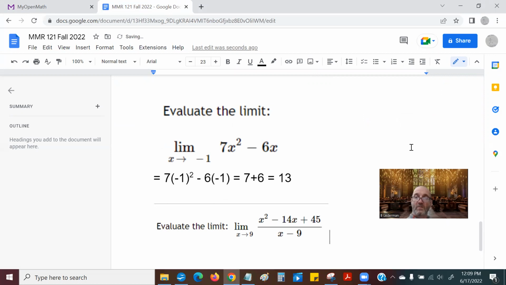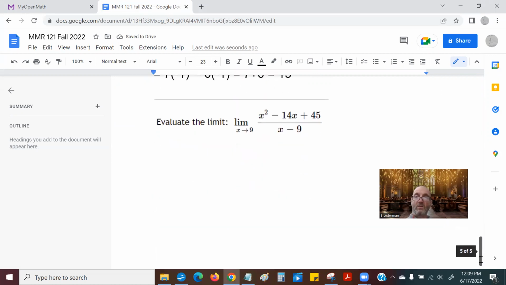Okay, we're going to evaluate this limit here. So we want to evaluate this. Now here's the thing. If I would just plug in x equals 9, I would get 9 minus 9 on the bottom of the fraction.